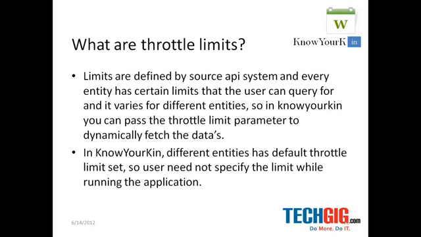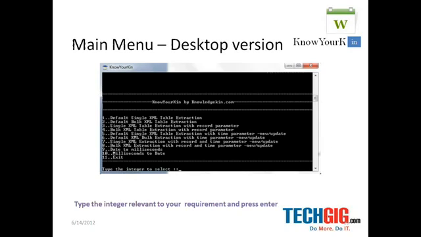In NoAkin, you can pass the throttle limit parameter to dynamically fetch the data. Every source API system has a throttle limit, which constrains you to pull the data sequentially. In NoAkin, different entities have a default throttle limit set, so the user need not specify the limit while running the applications.